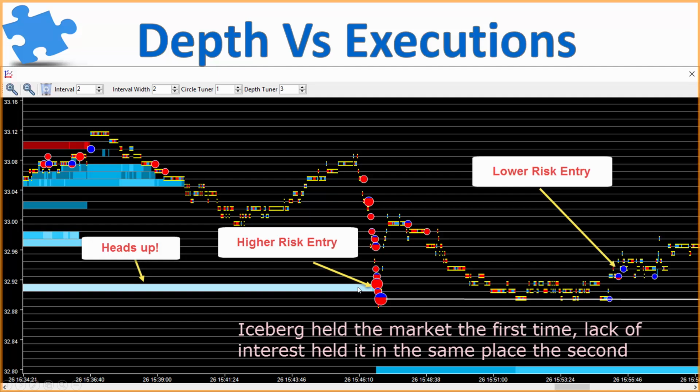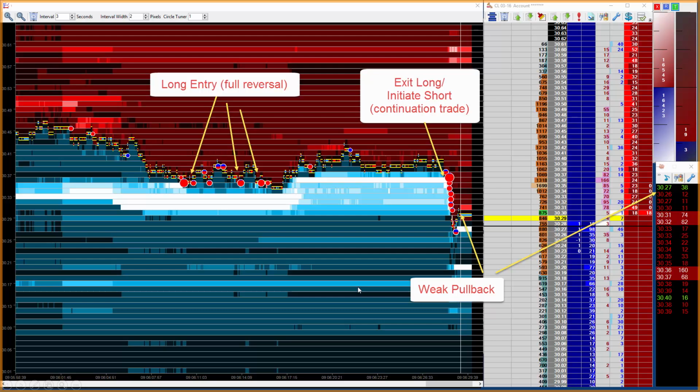So seeing the liquidity gives you a heads up that something might occur. It's a good heads up, but it's just that. How the market reacts, where size trades, is more important than the market depth. Now, not every trade will follow through.